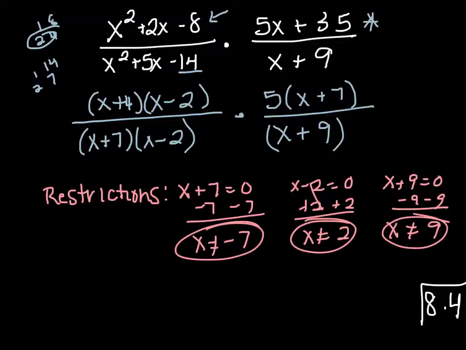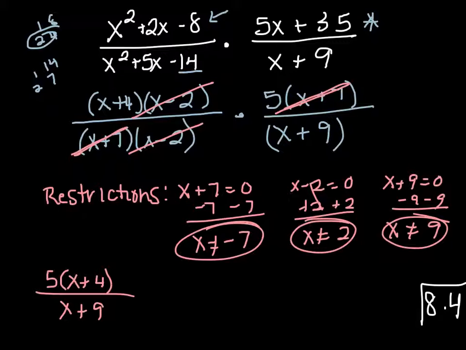Now to simplifying, I'm going to cross cancel anything from the top row to the bottom row. So I can cancel this x plus 7 and that x plus 7, that x minus 2 and that x minus 2. So my final solution for simplifying is 5 times the quantity x plus 4, over the quantity x plus 9. So there's my answer to simplify.